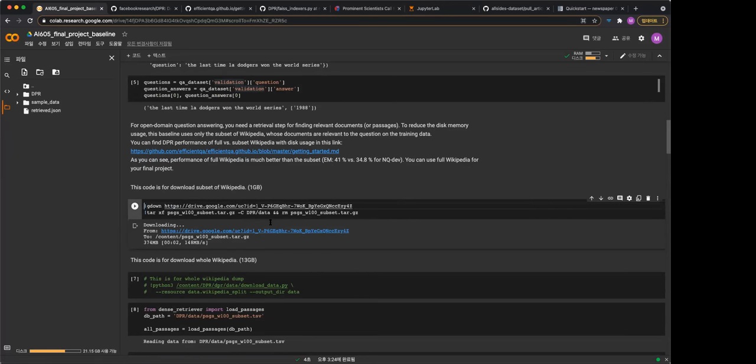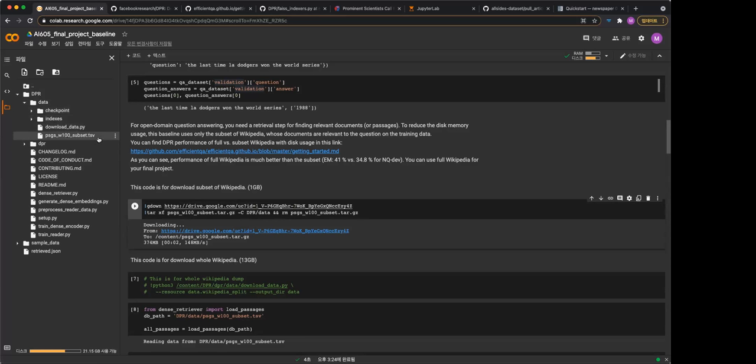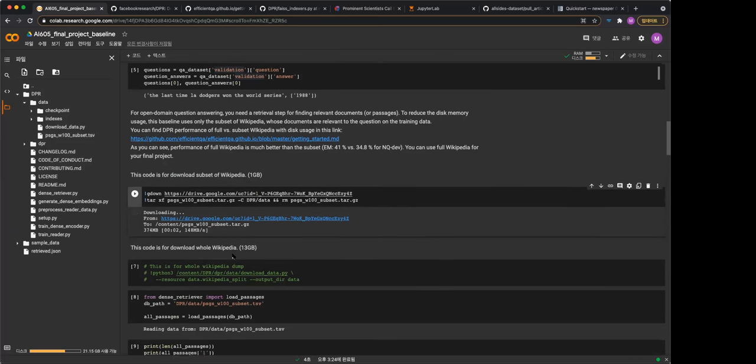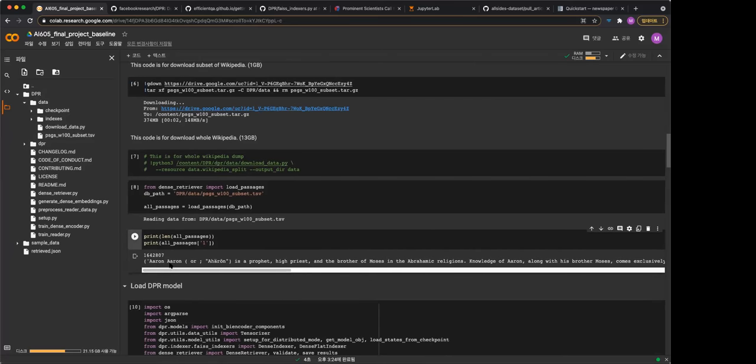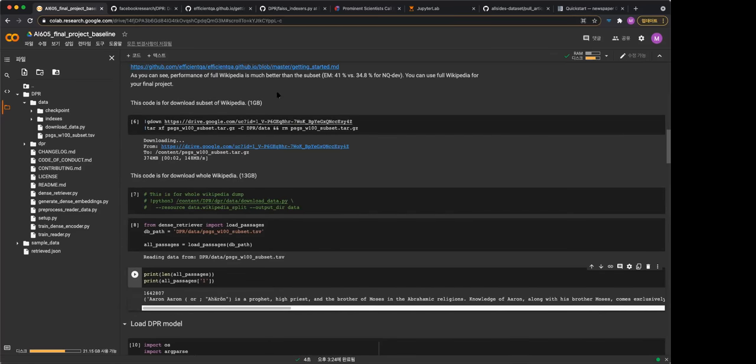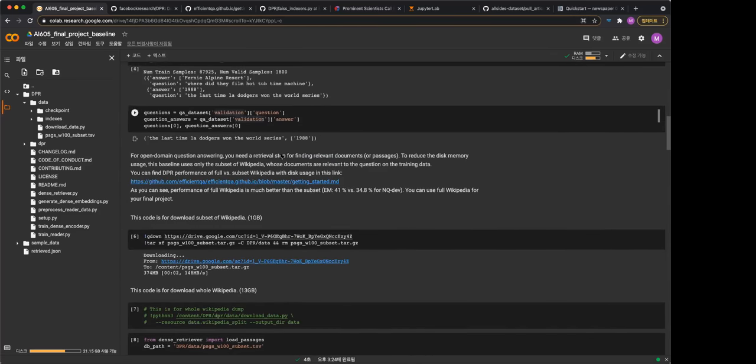And when you download this file, you can find your Wikipedia in this thing. This is the Wikipedia corpus that you can use for your retrieval. This data looks like this. And the number of passages is this amount. And the example of your passages is like this. It is a dictionary and you can find your passage like this, it consists of the passage and its own title. And this part is loading your data for question answering and retrieval.